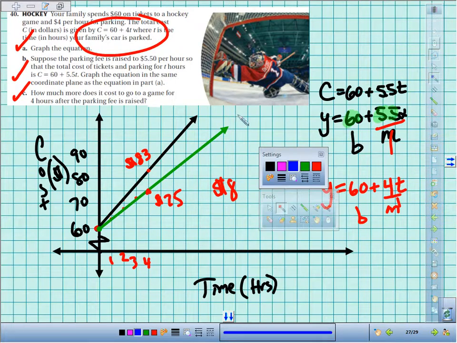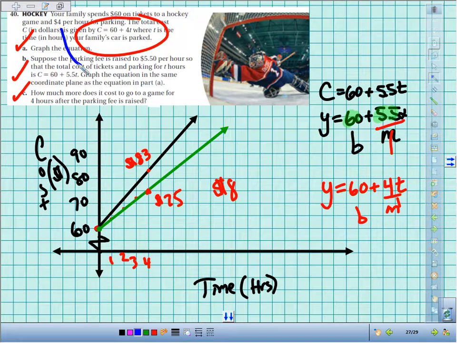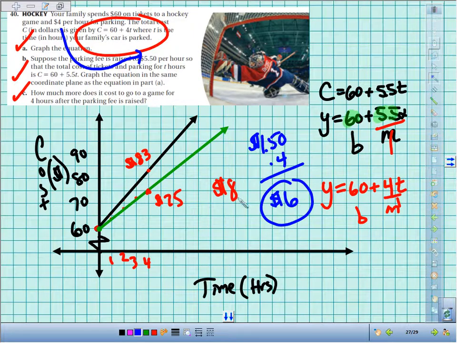Now, we could always double check our work. How much did the price go up? It went from $4 an hour to $5.50. So it went up $1.50 an hour. Well, if I stay for 4 hours, if we times it by 4, $1.50 times 4 is actually going to go up $6. So being that a graph, sometimes it's hard to estimate. You might not get the exact value. Algebraically, we get $6. Graphically, if we estimate $8, they're pretty close.